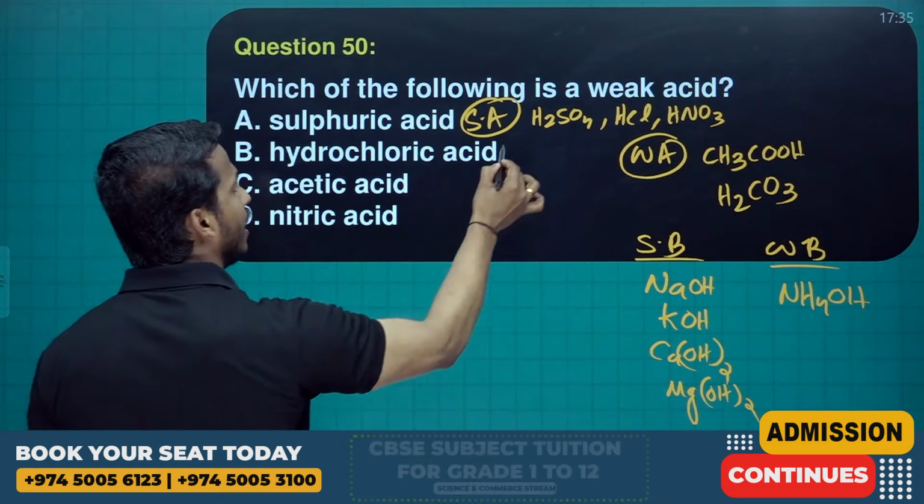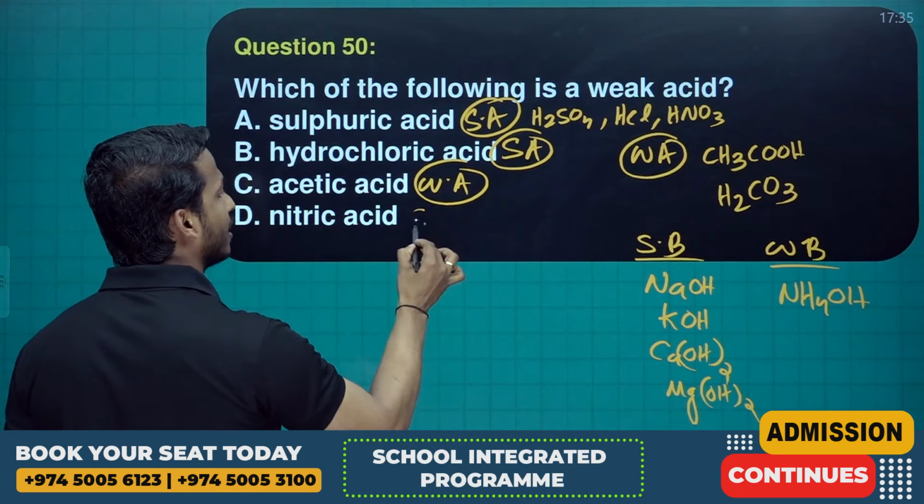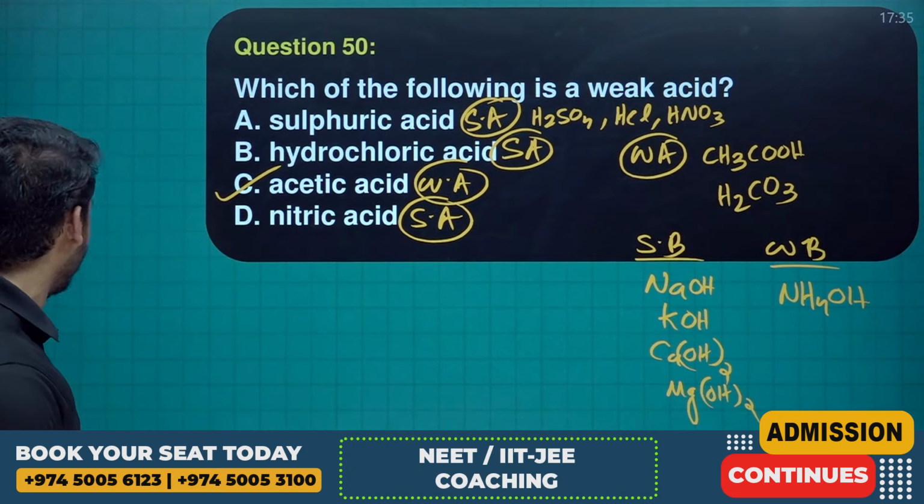So hydrochloric acid is a strong acid. Acetic acid is a weak acid. Nitric acid is a strong acid. What they're asking is, which is a weak acid? Yes, let's go with option C.